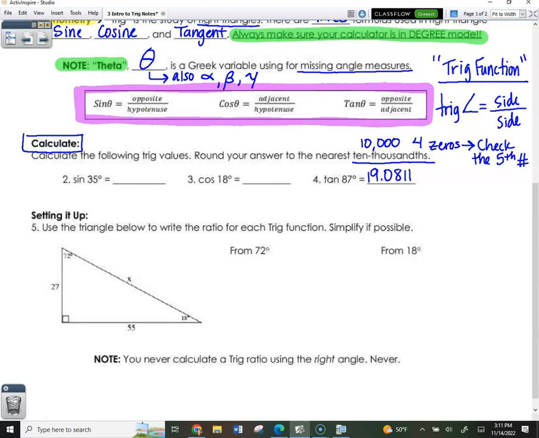All right, we're moving around because we're only doing tangent today. The next type of problem would be if I asked you to simply set it up. If I asked you to tell me the trig function from a certain angle, what would it look like? Okay, so here's our picture. Here's the 72-degree angle. This says from 72, which means pretend like you're standing right here.